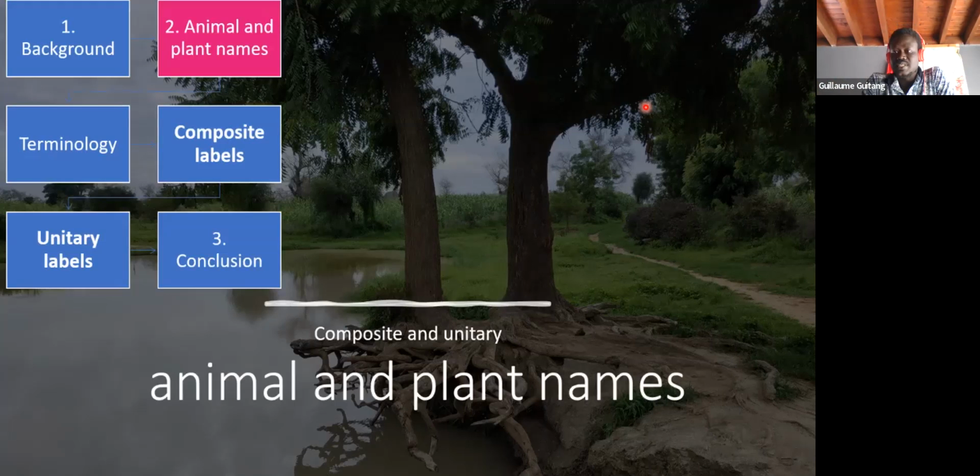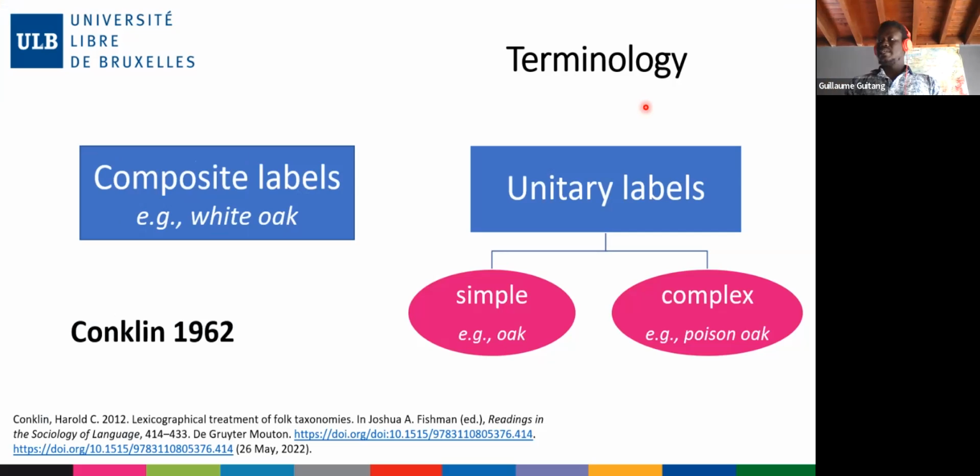I think we are now set to go into the details of the animal and plant names in these languages, but before that, another background stop about terminology, so that we are sure exactly of the terminology that I use here. Basically, what I'm using is Conklin's terminology, and Conklin identifies two kinds of labels for animal and plant names in different communities.